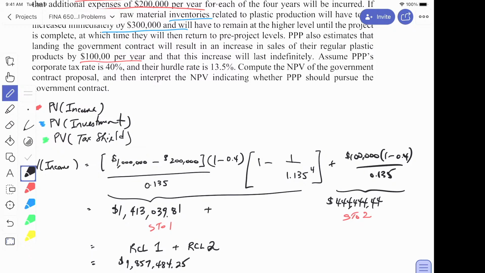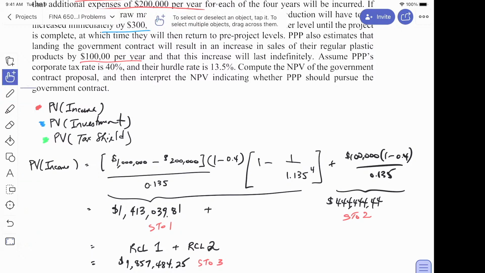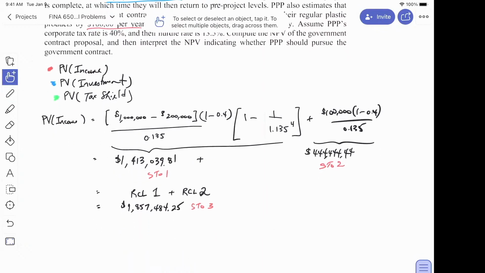So I get 1,857,484.25, and I store it in 3. And that's it. So I've done one part.